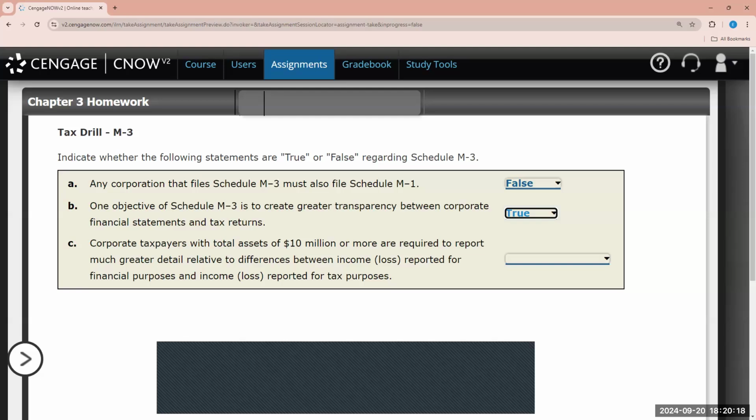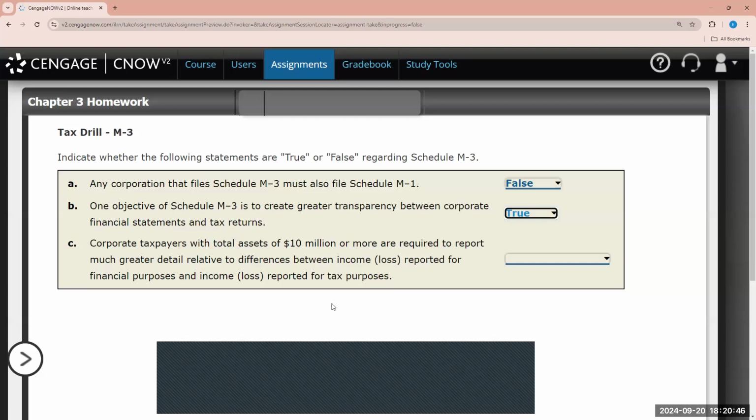So one objective of Schedule M-3, yes, is to create greater transparency between corporate financial statements and tax returns. Another objective is to identify any corporations that engage in aggressive tax practices by requiring that transactions creating these book-to-tax differences, with M-3, be disclosed on a corporate tax return.